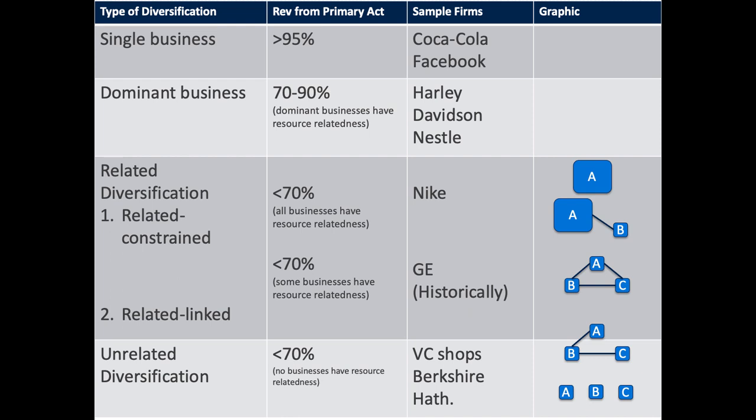Dominant businesses, there's a bit of diversification, but the businesses themselves have resource relatedness. Harley Davidson is mostly bikes, but some of the revenue is generated from its retail clothing store. It's retail clothing to ride bikes. These two businesses share the resource relatedness of excellent lifestyle marketing skill. There's a whole sort of lifestyle associated with being a Harley owner.